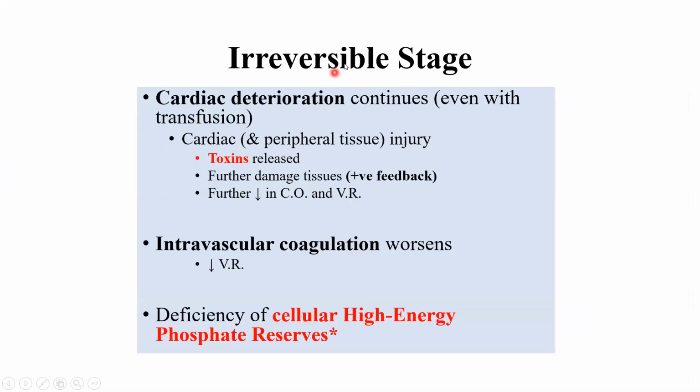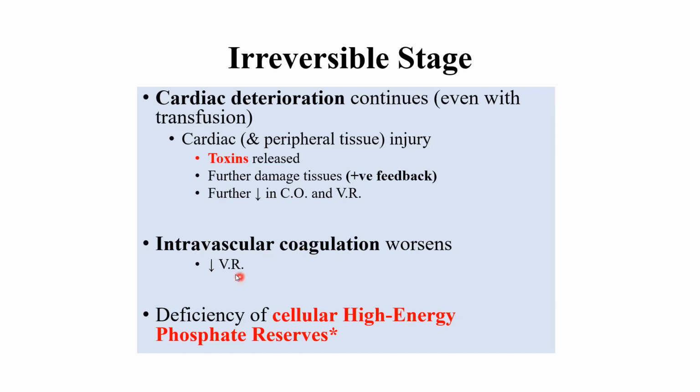Okay, then on to the irreversible stage, as the name suggests. It's irreversible. The cardiac deterioration which we set off in the progressive stage further continues, and now whatever you do, it's not going to help the situation. The cardiac and peripheral tissue injury, because of the toxins released, has gone into positive feedback, and further decrease in the cardiac output and venous return ensue. Basically, the last flow chart is also applicable for irreversible stage. Just add increased arrows to every stage, and you will make the progressive stage into an irreversible stage.